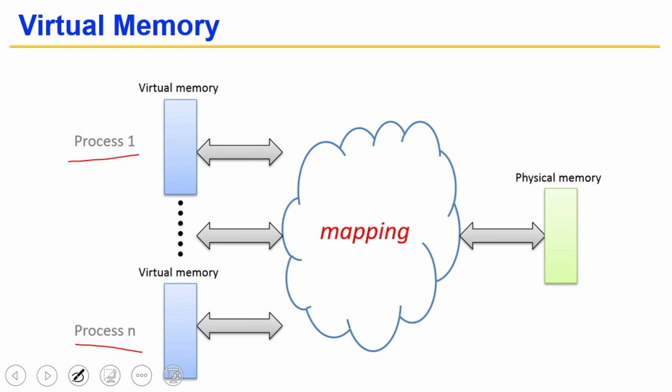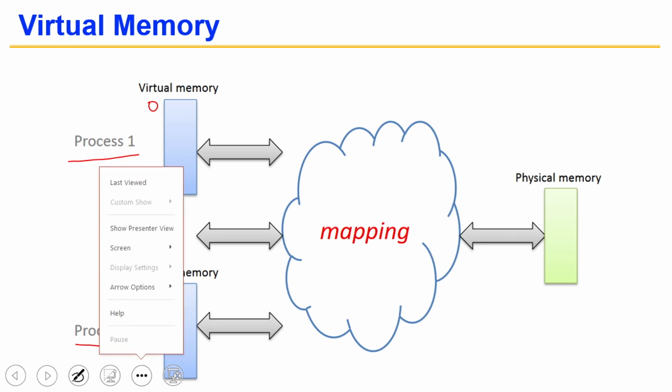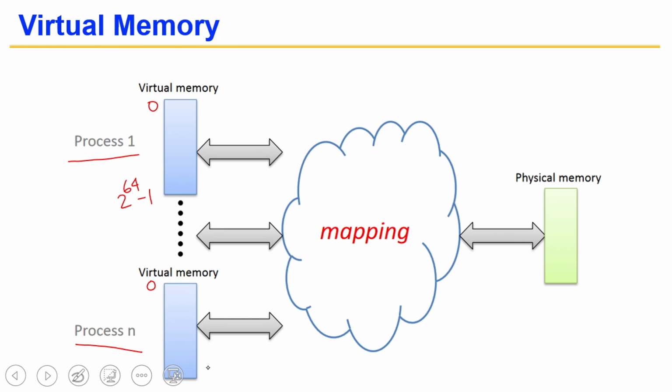How much is it? If you have a computer with address bus size 64, then it is address 0 to 2 to the power 64 minus 1. This is address 0, and this location is 2 to the power 64 minus 1. Now, this has two problems. This virtualization is easy for the compiler. The compiler does not need to know where to start with the first variable. Most of the time the compiler starts with the first variable in location 0.